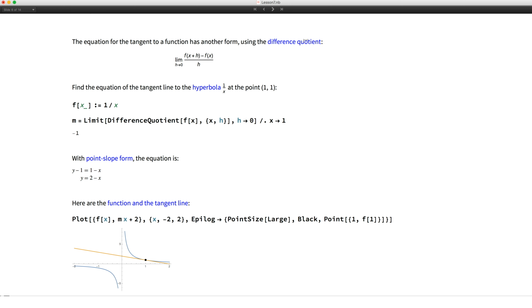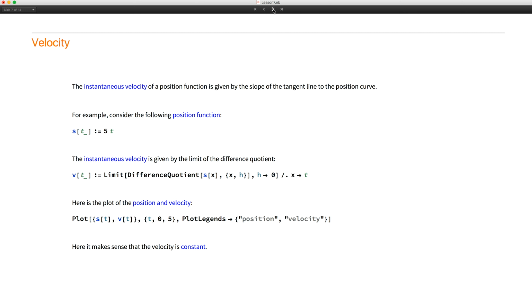Okay, now a couple of places where you might find this notion. So first of all, the idea of velocity. The instantaneous velocity of a position function is given by the slope of the tangent line to the position curve. So if a particle is changing position and you want to find the speed or the velocity at a particular time, then all you do is work out the tangent line to the curve at that point.